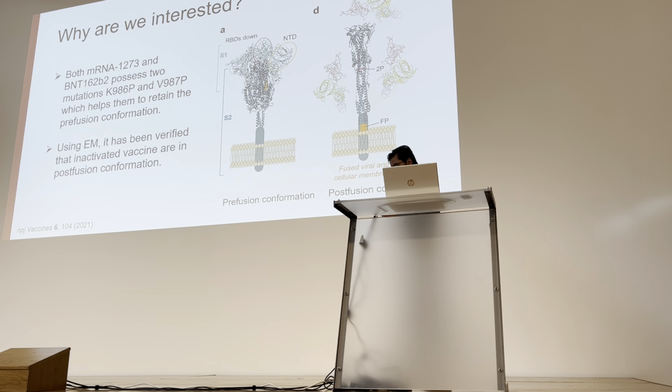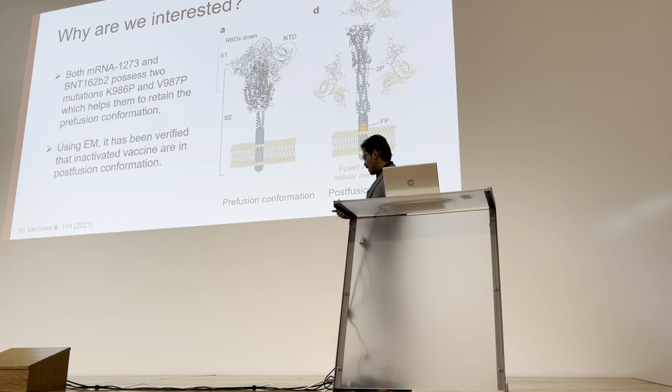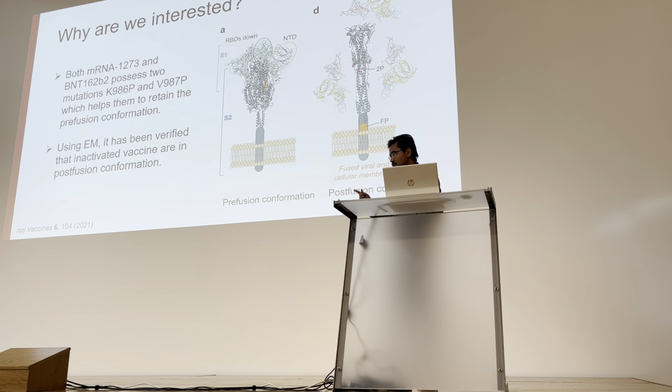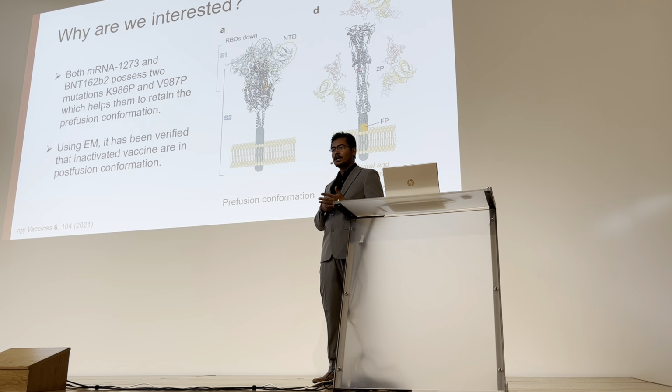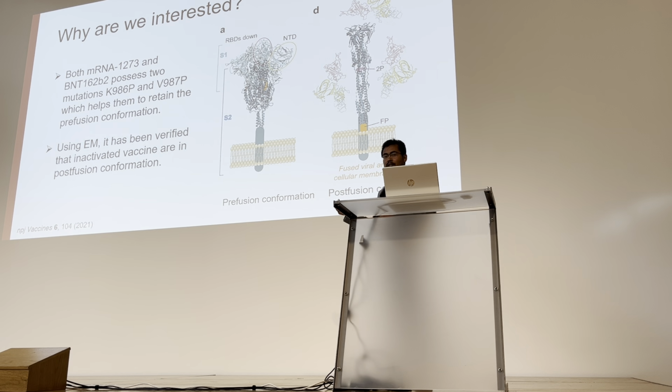We looked into one of the papers where we saw that in the mRNA vaccine, there are 2 mutations. One, the lysine has been changed to a proline, and the valine is also changed to a proline. Both the Moderna and Pfizer vaccines had these 2 mutations. The reason for these mutations is that it stays in the pre-fusion conformation. So the mRNA vaccine stays in this position.